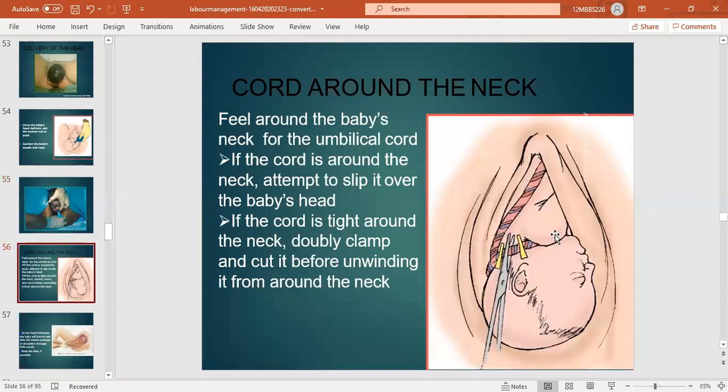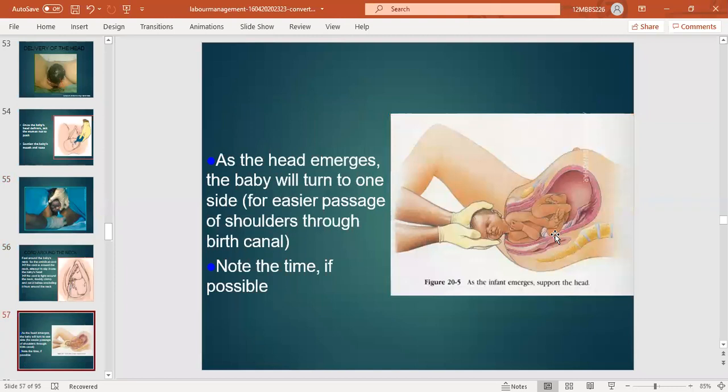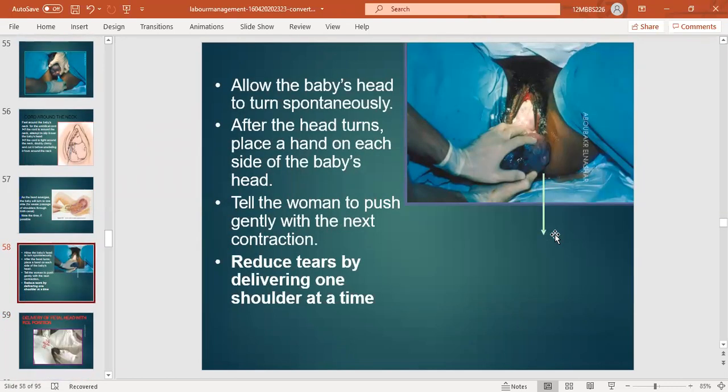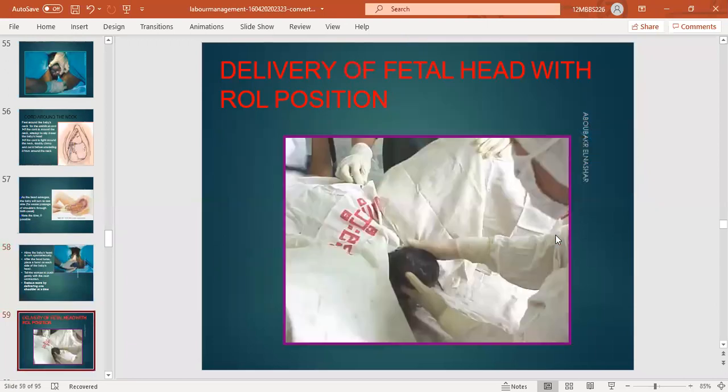But sometimes, if there is a cord around the neck, you have to clamp the cord prior to delivery of the head, because it will cause strangulation of the baby if you do not clamp the cord. Now the head is emerging, the baby is turned to one side. As I said, this is the axial traction. By axial traction, the anterior shoulder is delivered. By the axial traction, the posterior shoulder will be delivered. Again, this is the axial traction for the delivery of the anterior shoulder.